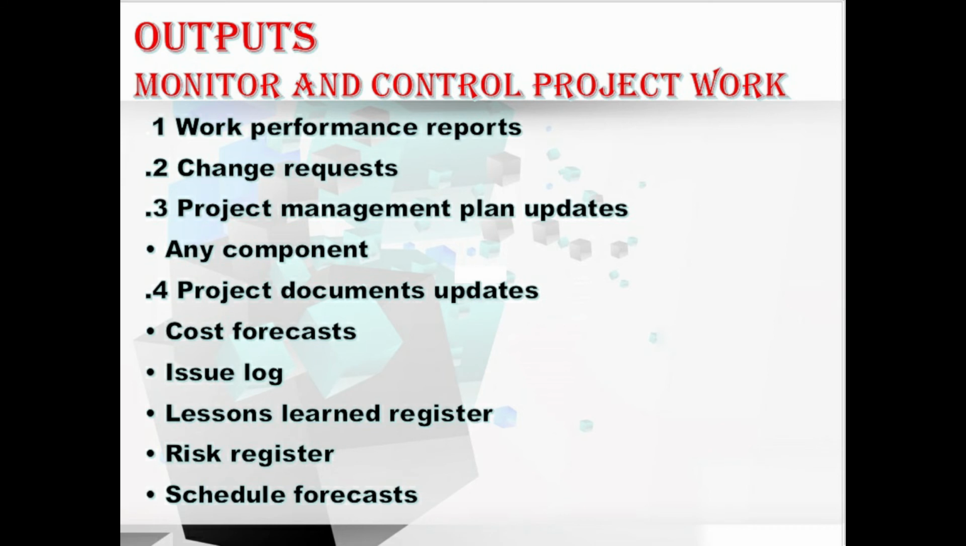We have change request. As I explained in my previous sessions, any changes in any process have to go through the PICC, perform integrated change control process, and it may include the corrective action, preventive action, or the defect repair. Let me explain one by one. First is corrective action. An intentional activity that realigns the performance of the project work with the project management plan. That is corrective action. Coming to preventive action. An intentional activity that ensures the future performance of the project work is aligned with the project management plan. This is about the preventive action.